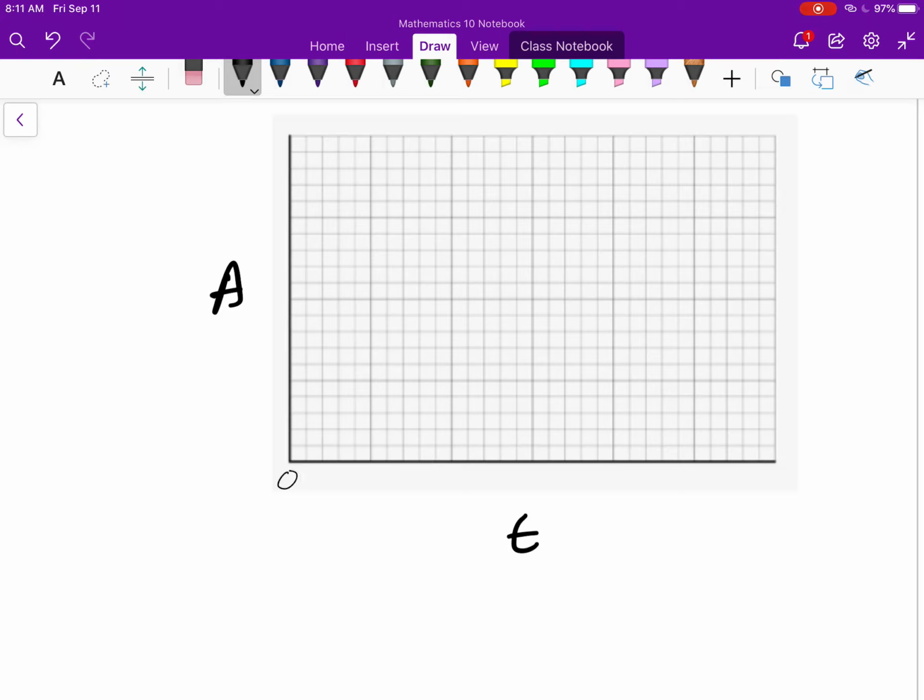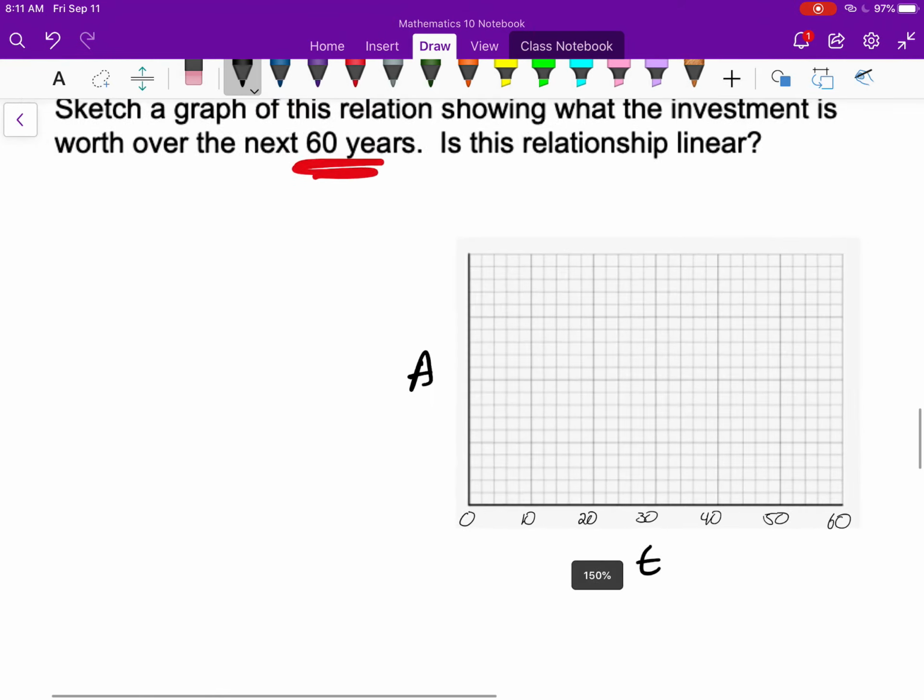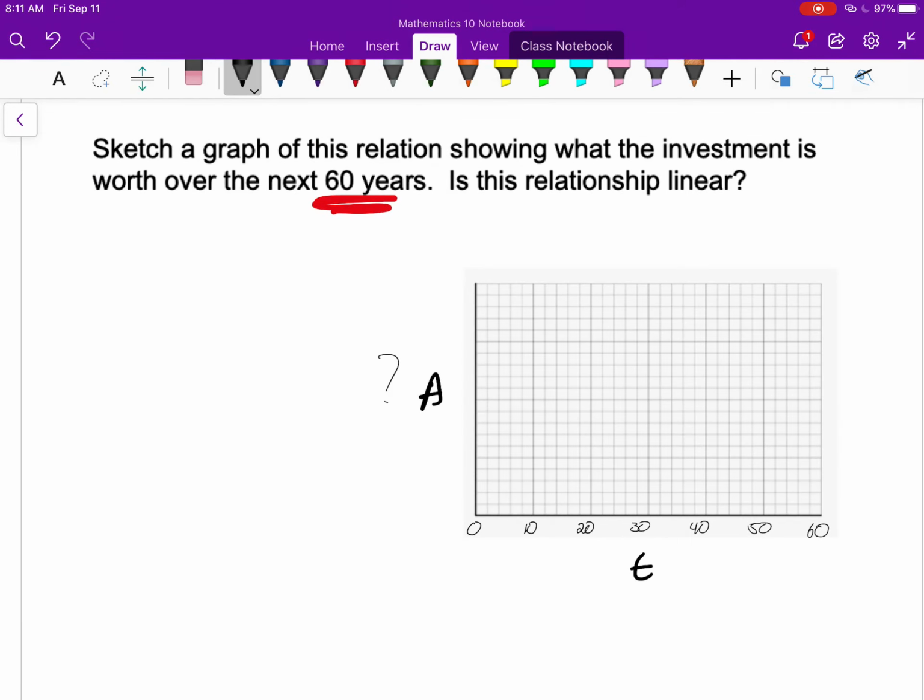All right, and I tell you in the question, I want you to show how this grows over the first 60 years. And conveniently enough, each of these grid lines I'm showing can be multiples of 10. All good. Okay, but how do I label my y-axis? I want to start at 0, but how high do I want to go? Well, for that, I probably need to figure out what this investment is going to be worth after 60 years. If I know what it's worth after 60 years, which is the farthest this goes along, then that probably tells me the biggest value I need.